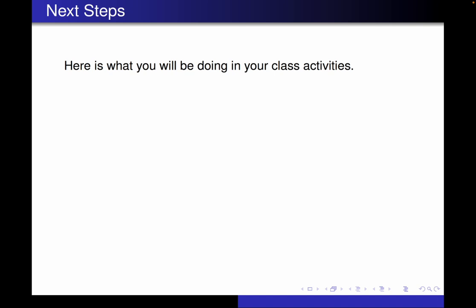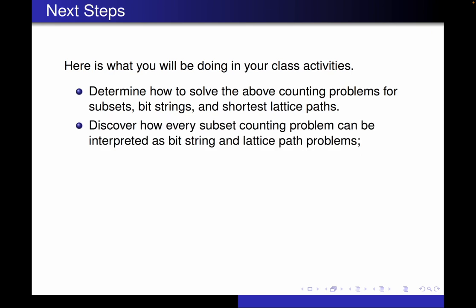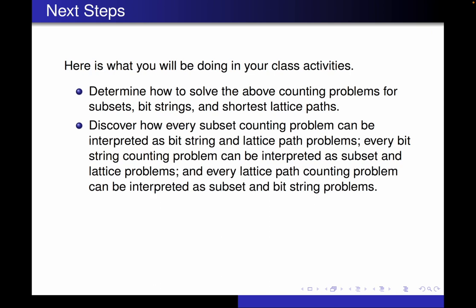So here's what you're going to be doing in your class activities. First of all, you're going to determine how to solve the counting problems that we talked about for bit strings, for subsets, and for shortest lattice paths. The other thing you're going to do is find the connections between these 3 types of problems, because they don't look like they're the same, but it turns out that any subset counting problem can also be interpreted as a bit string problem and also as a lattice path problem. Similarly, every bit string counting problem can be interpreted as both a subset counting problem and a lattice counting problem. And then finally, every lattice path counting problem can be interpreted as a subset problem and a bit string problem.